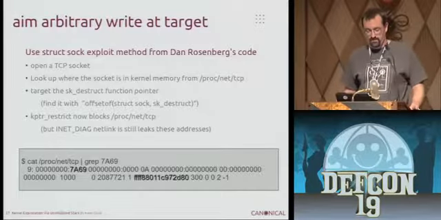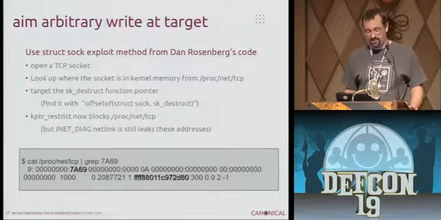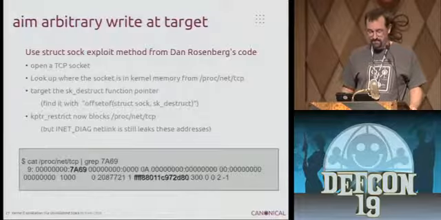In modern versions of the kernel, kptr_restrict now blocks procnet TCP, but you can still get the same information out of a netlink thing that is still open. So you just have to modify your code a little bit.